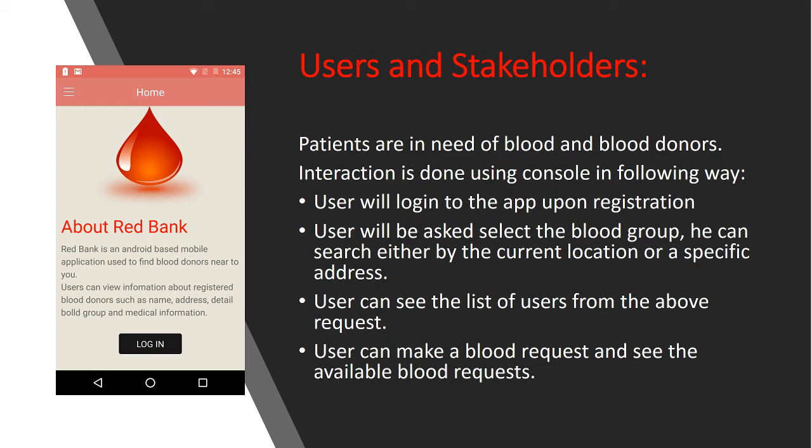Users and stakeholders. The app consists of two categories: blood donors and receivers. If the user wants to be a blood donor, he needs to register into the application so that the user details can be tracked at a later point of time, and it will also be helpful to the blood receivers. Receivers don't have to register into the application. They can simply search by address or search by location to find blood donors with respect to their blood groups.